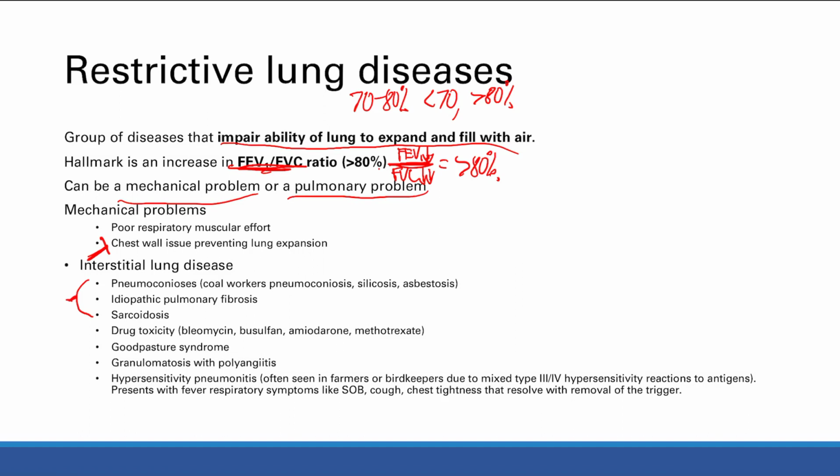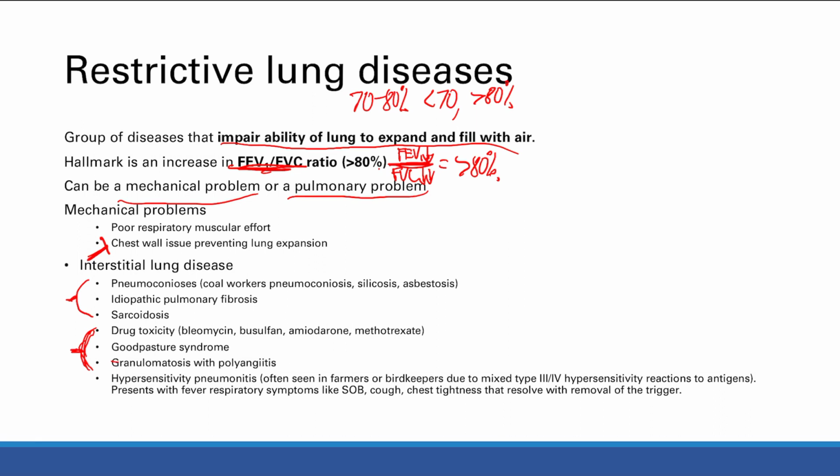Pneumoconiosis, idiopathic pulmonary fibrosis, sarcoidosis. These ones I just want you to be kind of familiar with. Drugs can cause interstitial lung disease. Goodpasture syndrome, remember what we said about it? It's the one that hits the lungs, it hits the kidneys, it has the antibodies against the basement membranes. It can cause a rapidly progressing nephritic syndrome.